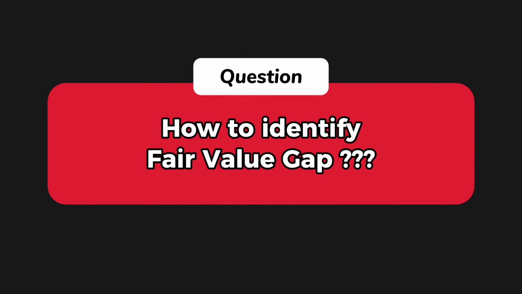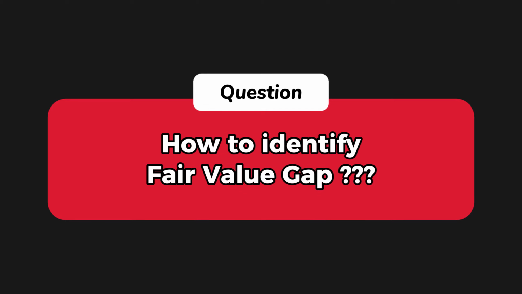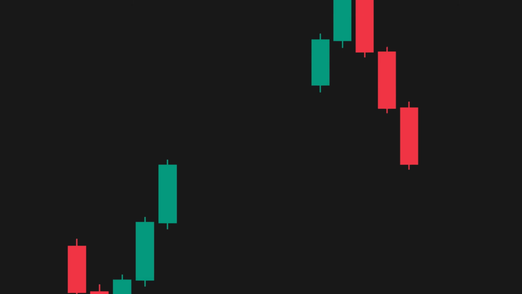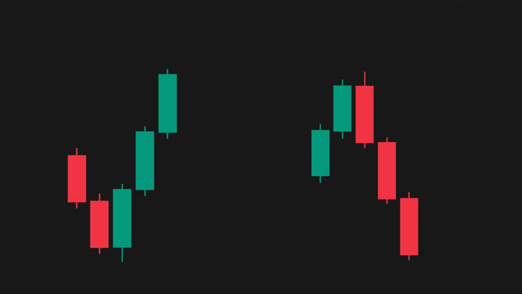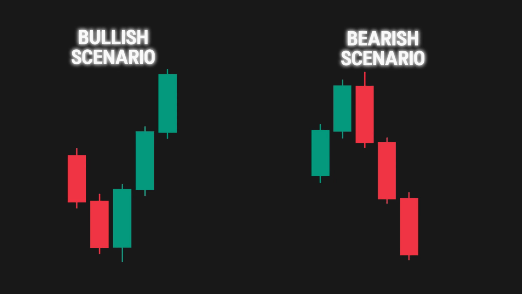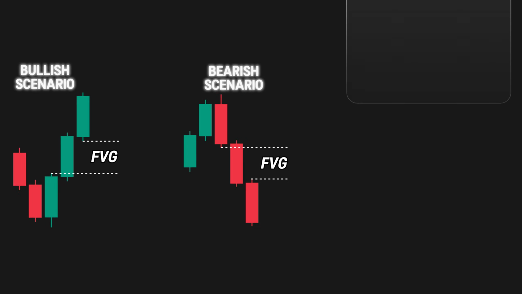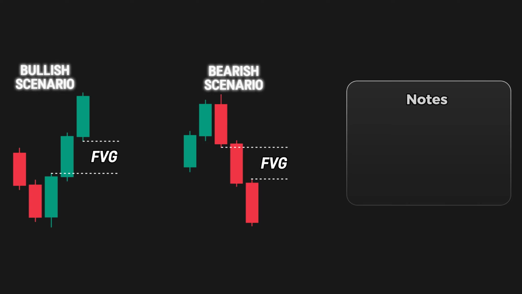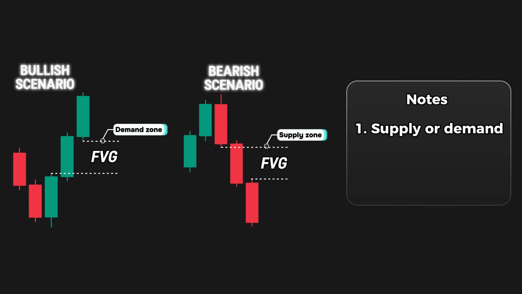Now, let's explore how to identify fair value gaps from a candlestick perspective. They typically form within a 3-candle sequence and are noticeable as large candles where the upper and lower wicks of the neighboring candles do not fully overlap the body of the middle candle. This gap, or fair value gap zone, is the space between the wicks that the market tends to revisit. Also, they are considered important price zones where market inefficiencies occur, often acting as areas of supply or demand.